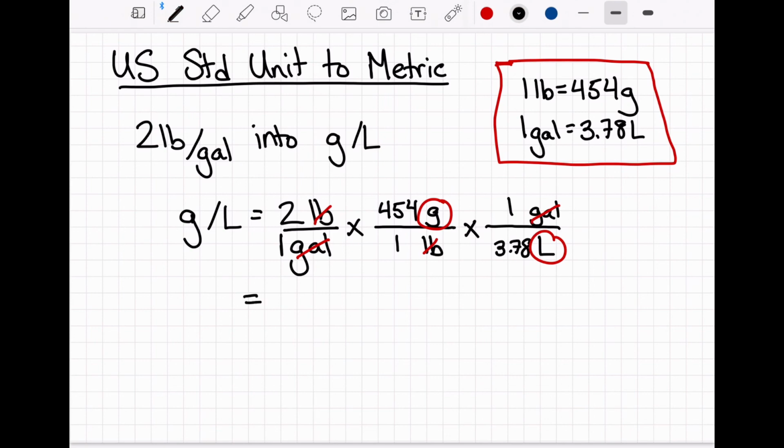We compute this out, and we are going to get a value of 240.2 grams per liter. So you really need to know your conversion factors, and that's why I suggest writing these out and having them somewhere handy that you can access them quickly.